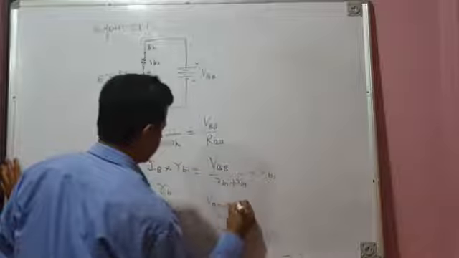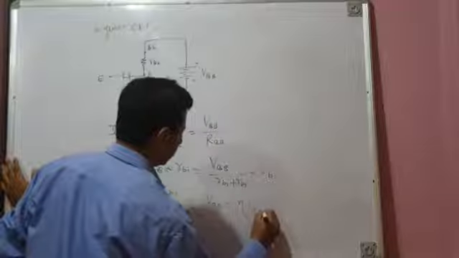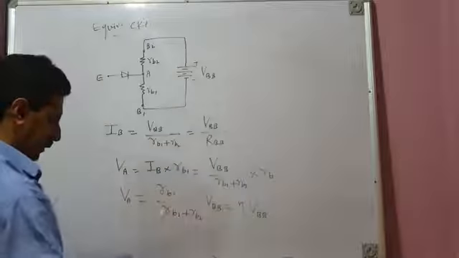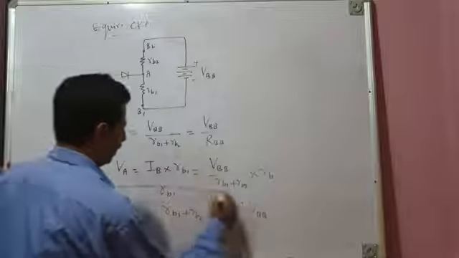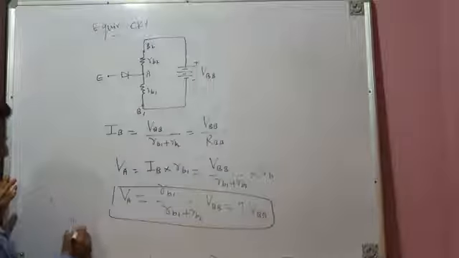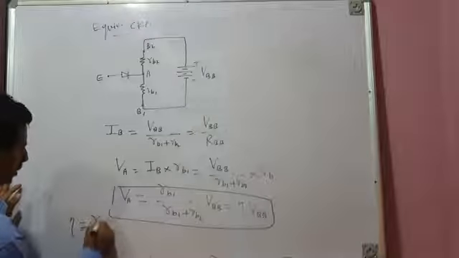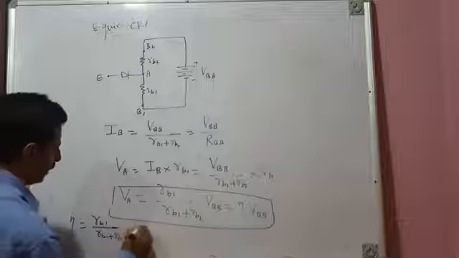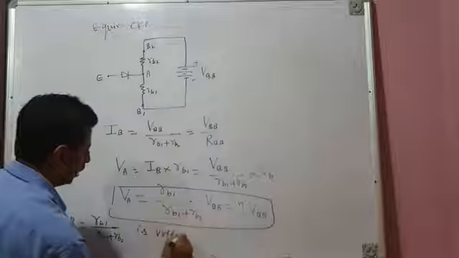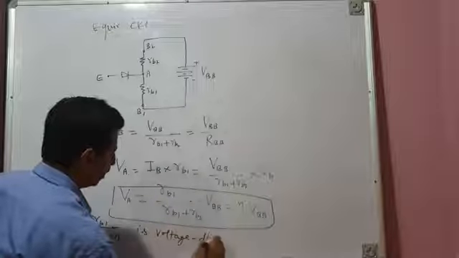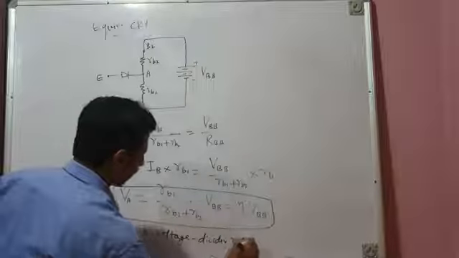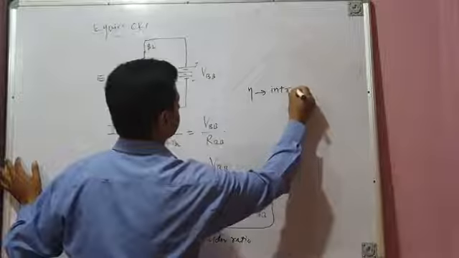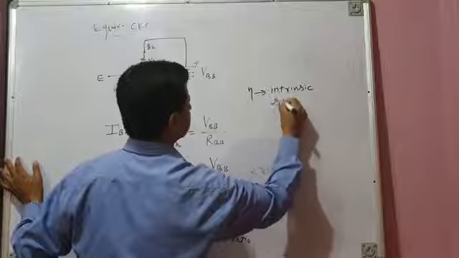This can also be written as eta VBB, where eta is the voltage divider ratio. It is RB1 divided by RB1 plus RB2, and it is the voltage divider ratio. This eta is also called the intrinsic standoff ratio. This is the name given to this eta, intrinsic standoff ratio.